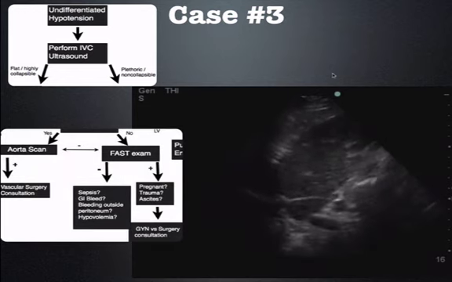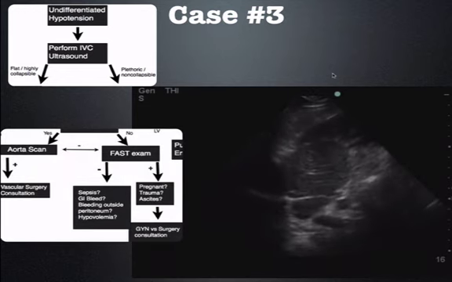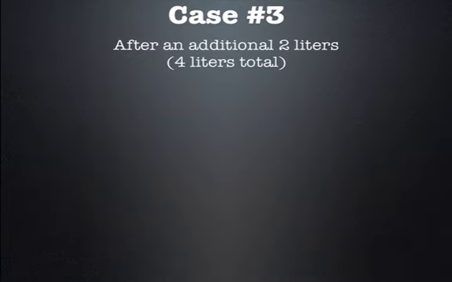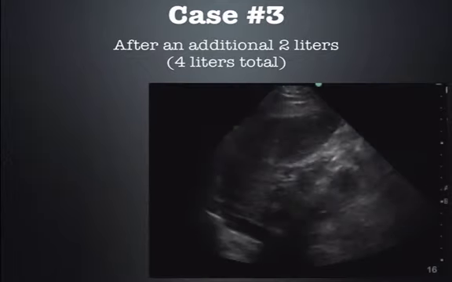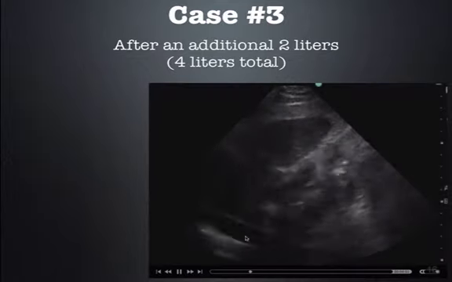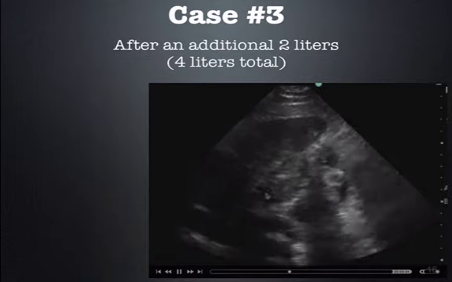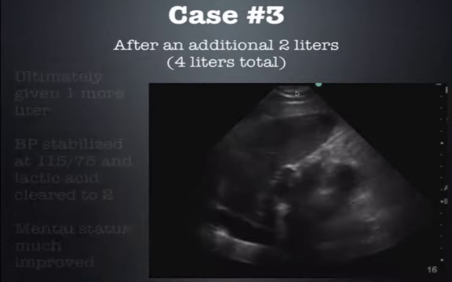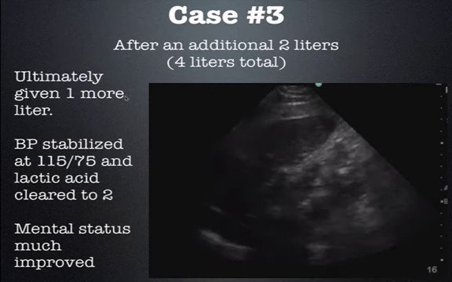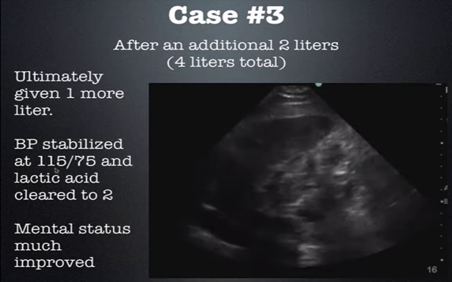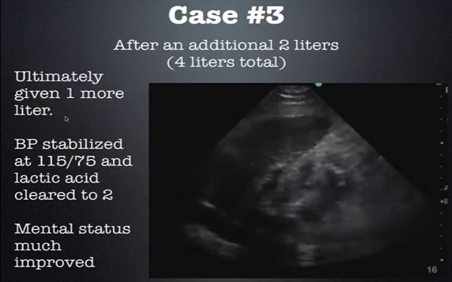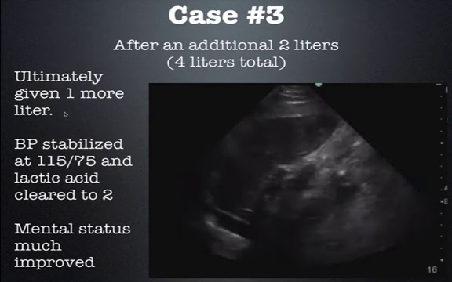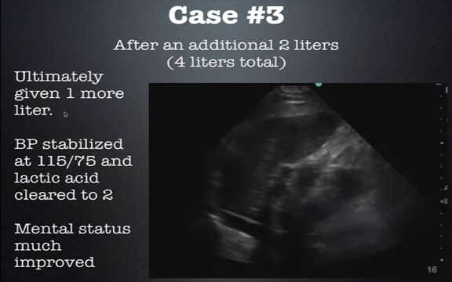We did proceed with an aorta scan as well as a FAST exam, both of which were negative. We decided to continue intravenous hydration, so the patient got 4 liters total. Here's a repeat scan of the IVC. You can see now it's collapsing roughly 40%, 50%, somewhere in that neighborhood. Ultimately, we gave 1 more liter. The blood pressure stabilized at 115/75, and the lactic acid cleared to 2. So overall, the patient got 5 liters of fluid. The mental status was much improved after our therapies.